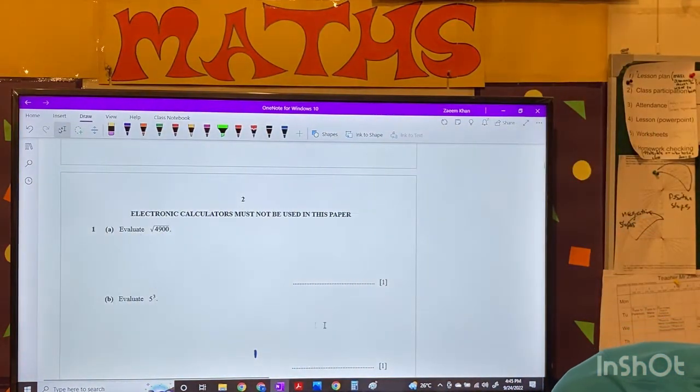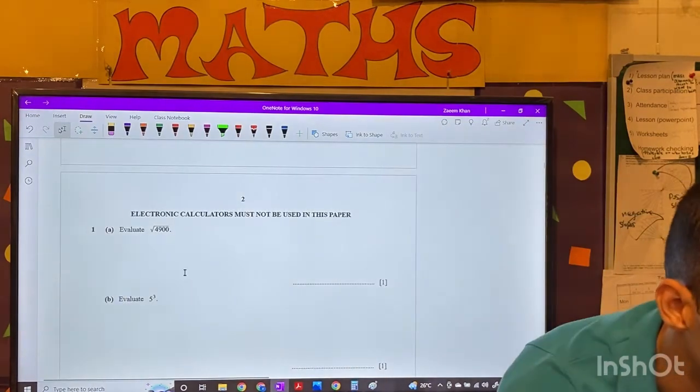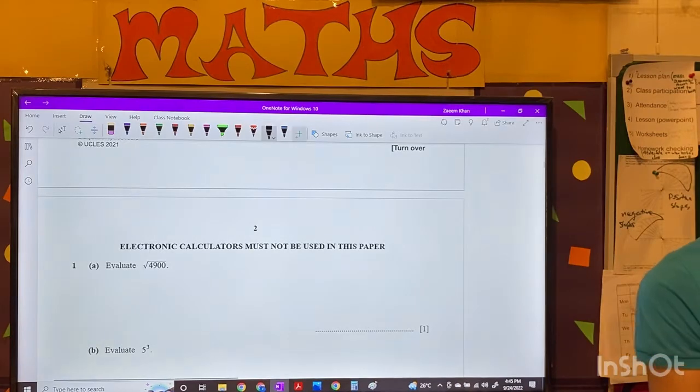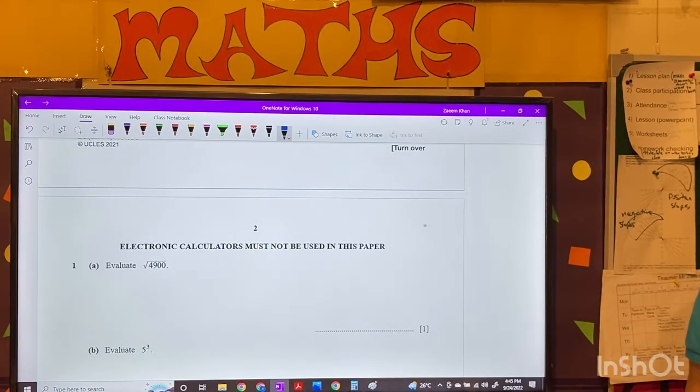The first question asks us to find the square root of 4900. How are we going to go about it? Since the number is pretty big, we're going to divide it into 2 parts. We're going to start off with the division method.